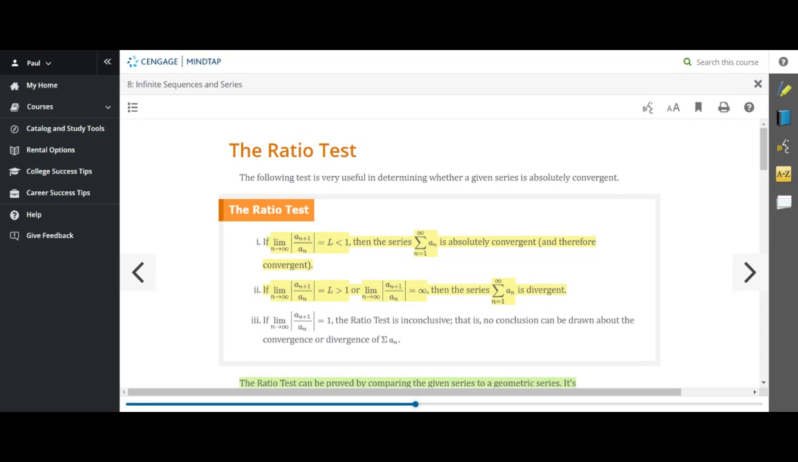The third part of the ratio test says if the limit of the ratio equals 1, the ratio test is inconclusive. So this means that the ratio test doesn't always work.